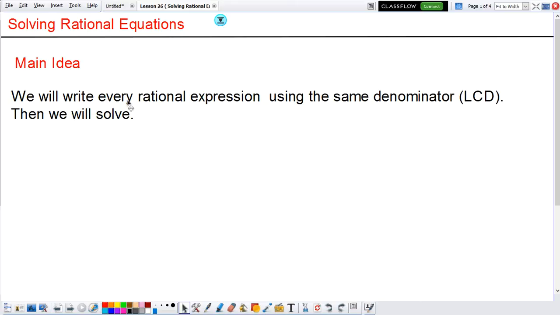Now today we're gonna see how to solve rational equations. The main idea here is that we're gonna try and write every single rational expression using the same denominator. So the first thing we want to see is if they have the same denominator. Once they have the same denominator, then we're gonna try and solve them. So that's the main idea here. Let's try some examples.